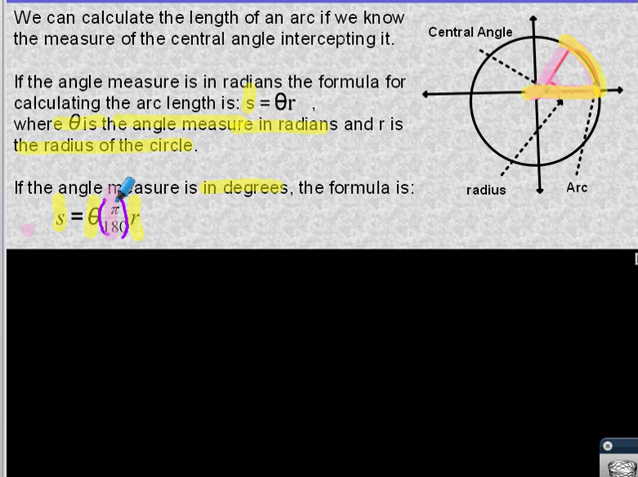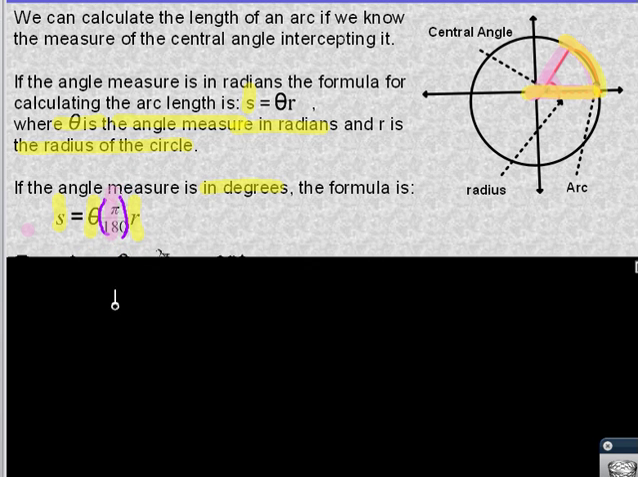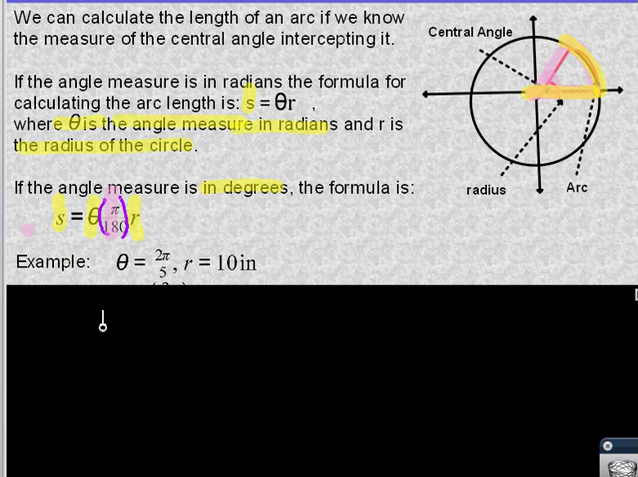You just have to make sure you use the right formula depending on what your angle measure is, whether it's degrees or radians. So here's an example, and if you're not told, again, if you don't see a degree sign, then it's radians. If I tell you it's degrees, then you should assume it's degrees. If I tell you it's radians, you should assume it's radians. Otherwise, if you're not told, if there's a degree sign, it's degrees, else it's radians.